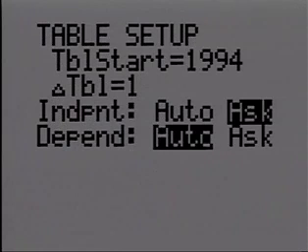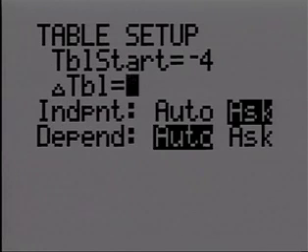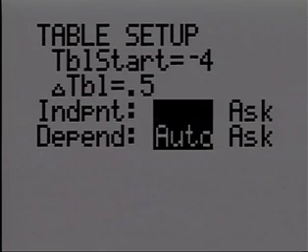And we want to start our table, in this case, at negative 4. So I'll type in a negative 4 there. And we want to increment by 0.5. So I'll change delta table to 0.5. And I'm going to make this auto because I just want to look at the table in this case.